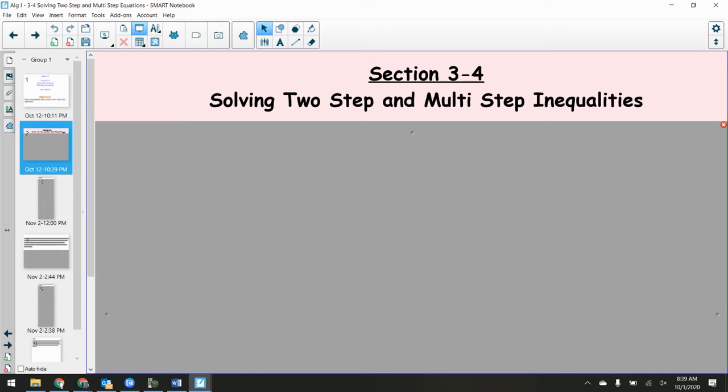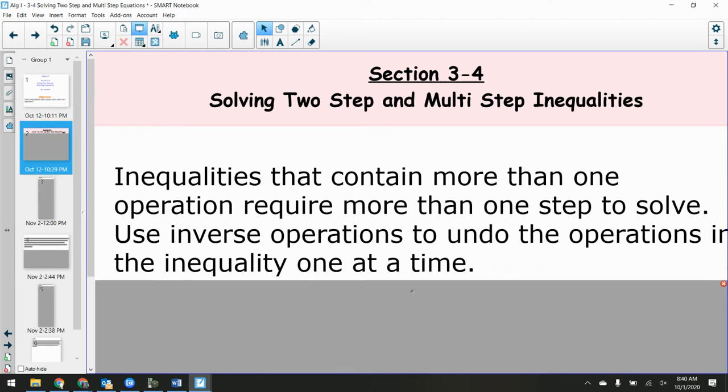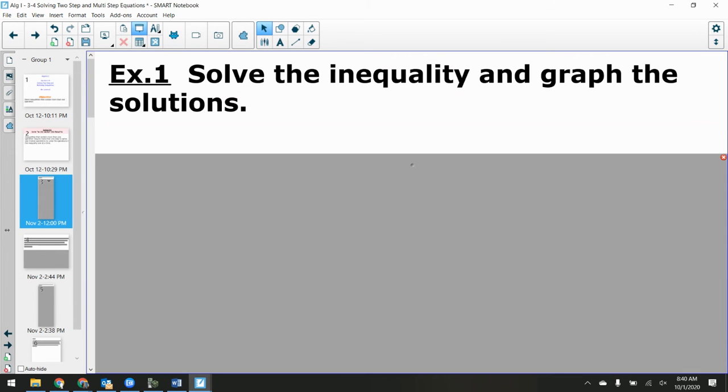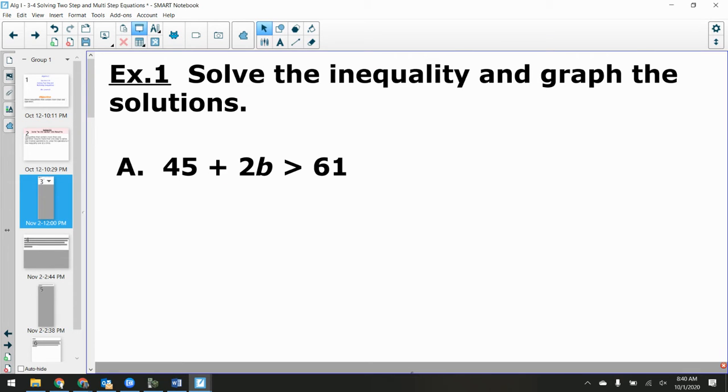We're going to combine all of those things that we had learned in Chapter 2 now with what we've learned in Chapter 3. Okay? So solving two-step and multi-step inequalities. So let's remind ourselves that inequalities that contain more than one operation require more than one step to solve. We use the inverse operations that we learned in Chapter 2 and apply them to what we know in Chapter 3. Let's solve and graph.